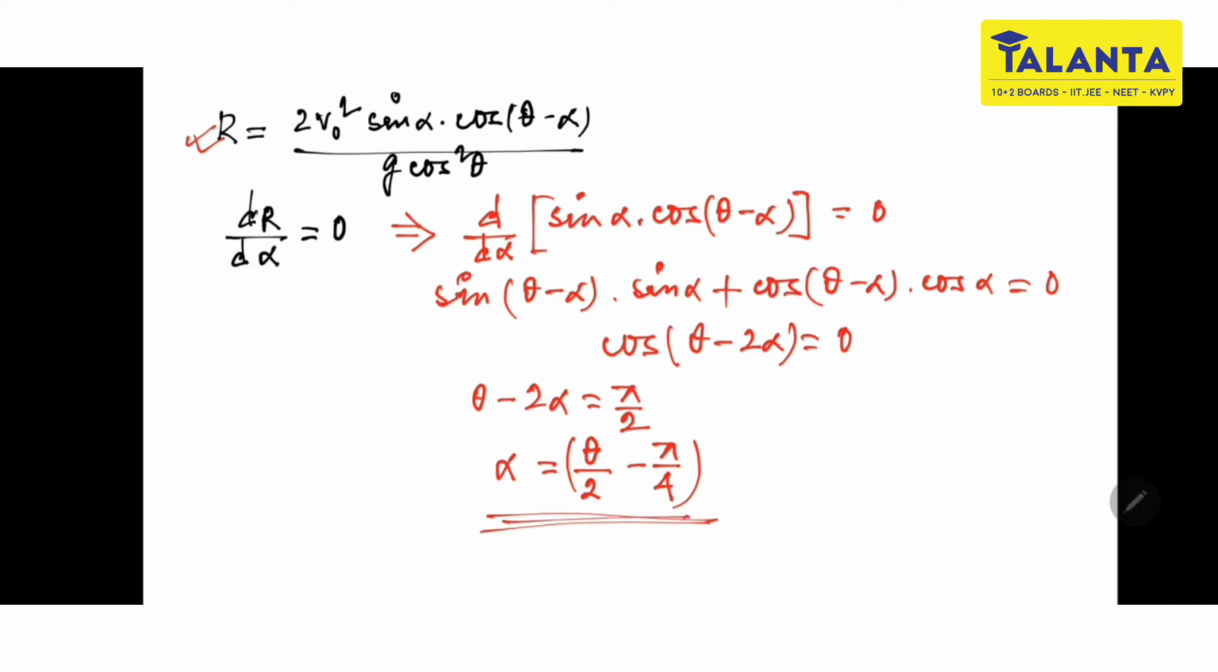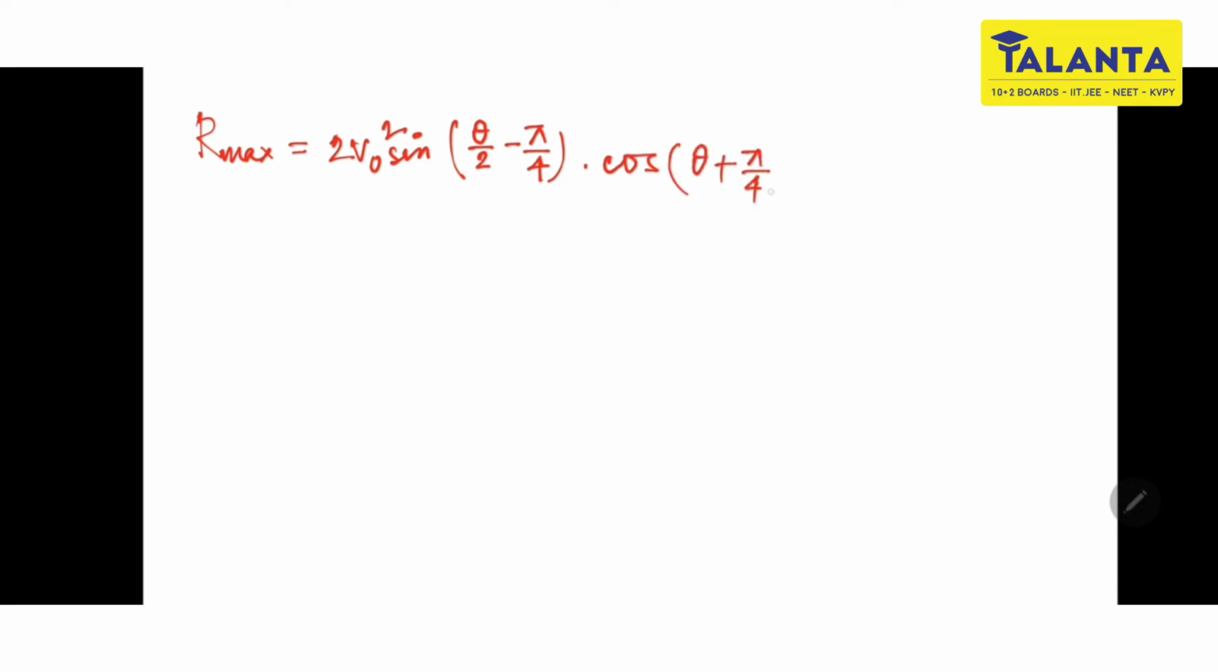Now we have to find out the maximum value of range. And the maximum value of range R max equals to 2v0 square into sine of theta by 2 minus pi by 4 into cos of theta plus pi by 4 minus theta by 2 by g cos square theta.